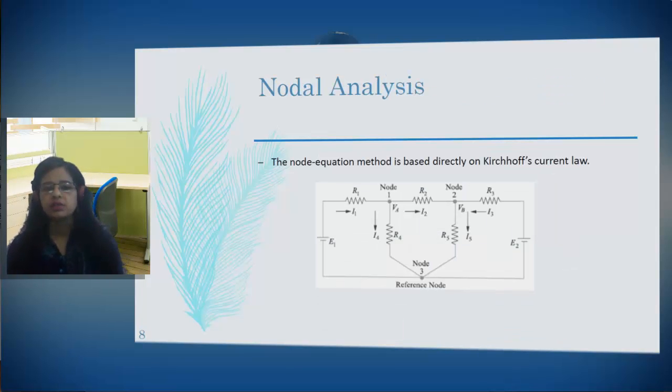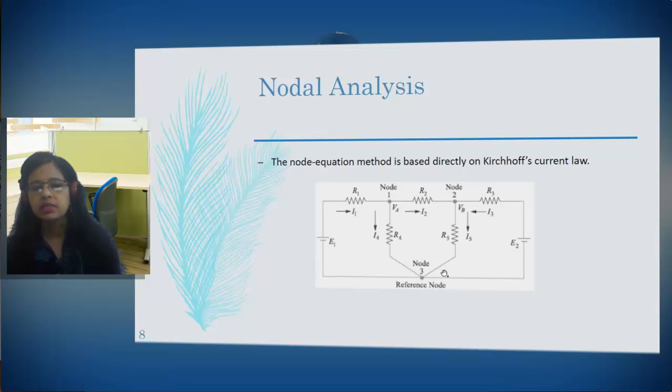Now another method which is very important in the solution of various DC networks. There are various laws and various theorems derived which are used for solving DC networks. Now nodal analysis is a technique of solving a DC network. This is nothing but the application of Kirchhoff's current law. Since it deals with nodes, suppose I take this network. How many nodes are there? 1, 2 and 3. Node 1, node 2, node 3.